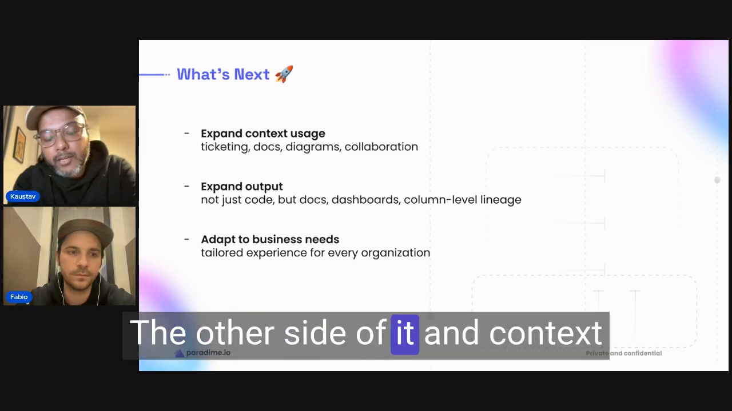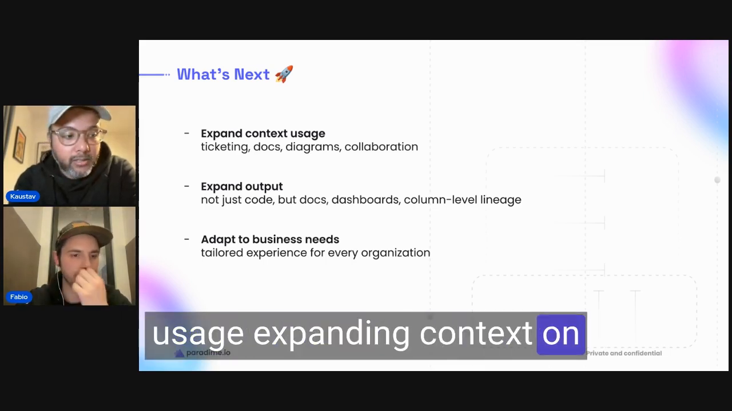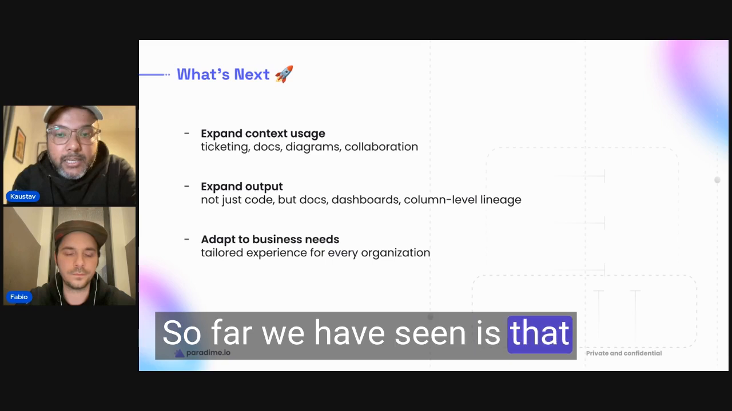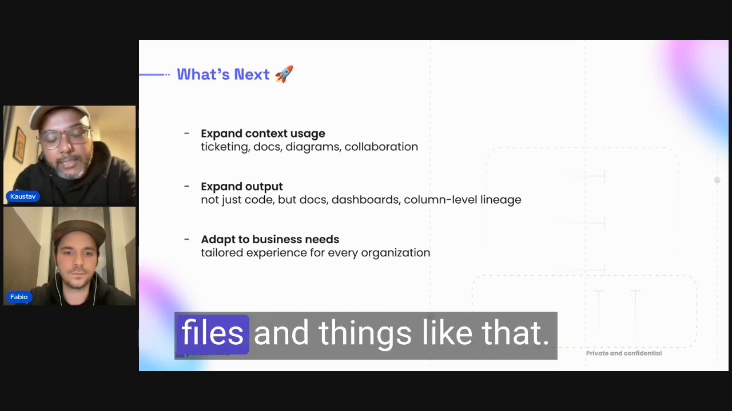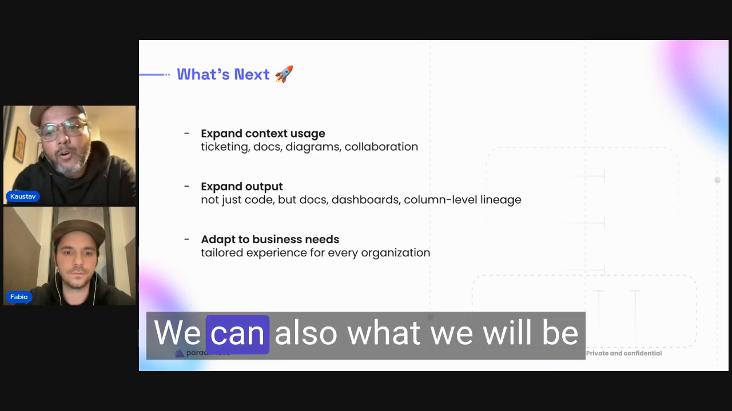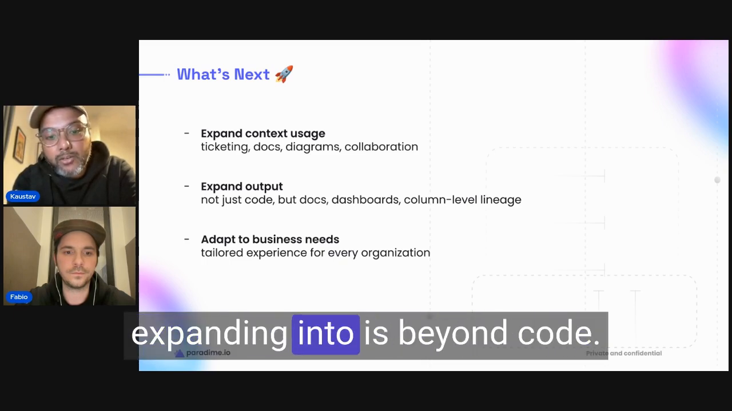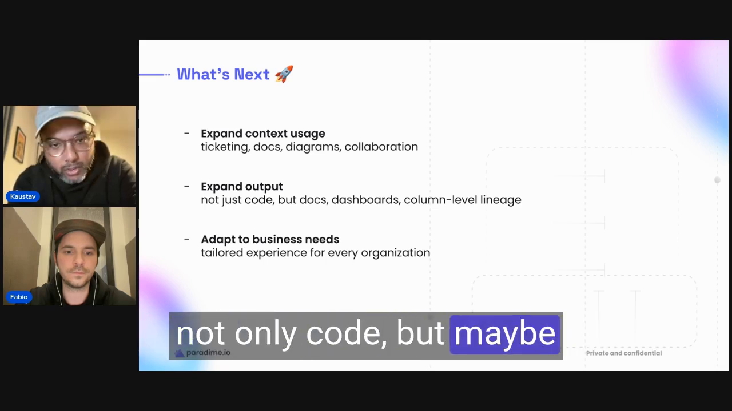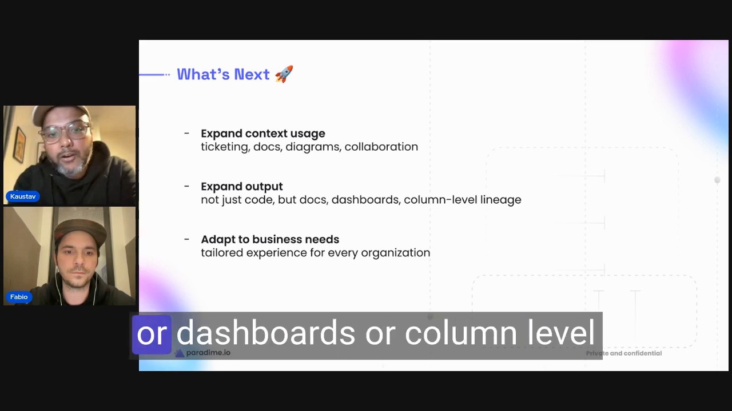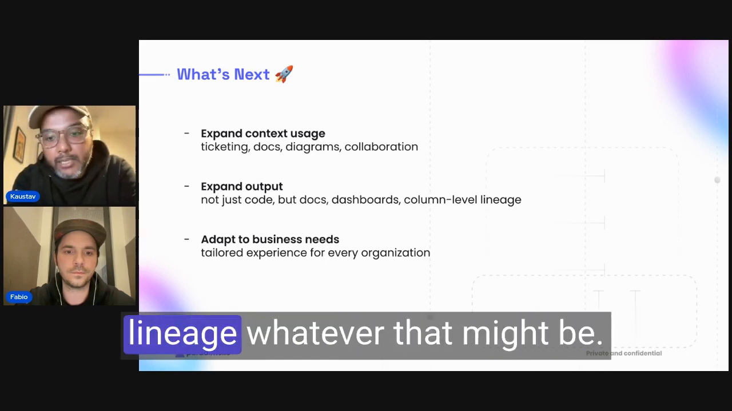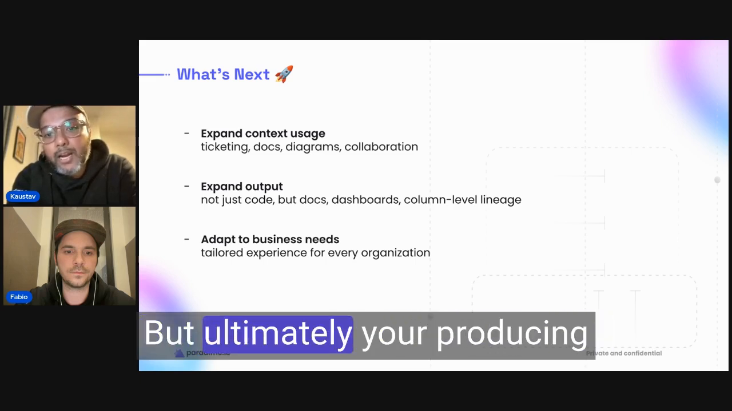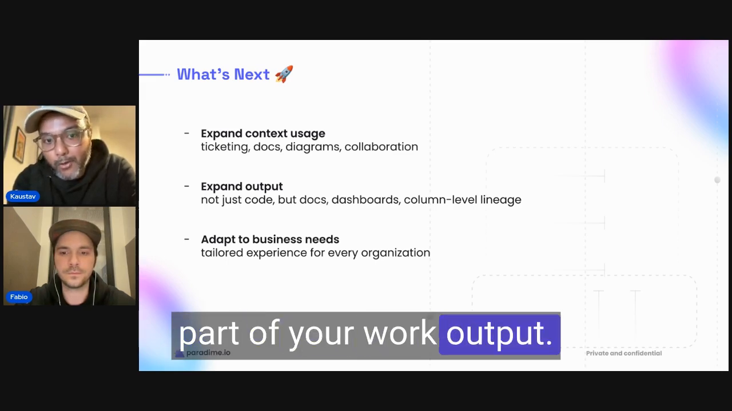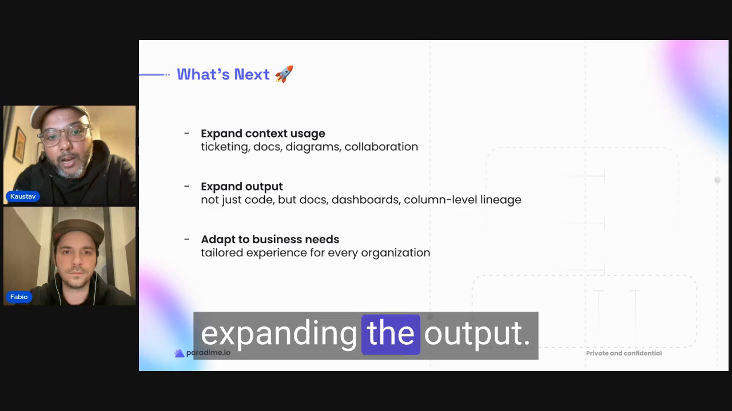The other side of it, expanding on usage, is more on the output side. So far we have seen that we are outputting code, YAML files and things like that. What we will be expanding into is beyond code. So we'll be expanding into not only code, but maybe documents, maybe Notion docs, or dashboards, or column level lineage, whatever that might be. Ultimately, you're producing work, and code is one part of your work output. So we will be expanding the output.